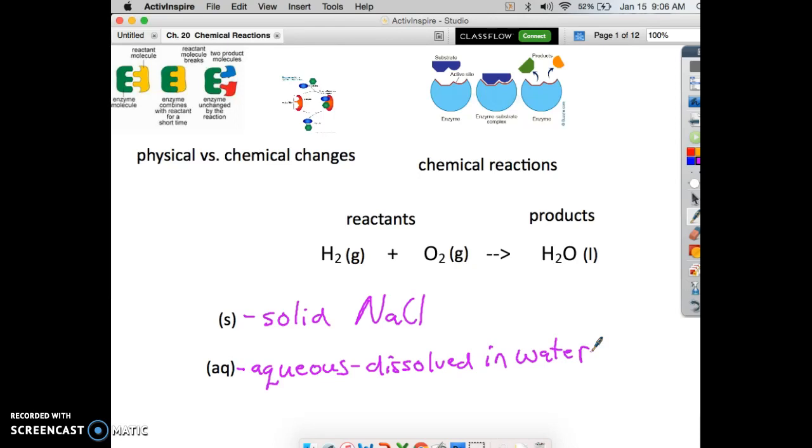That's not the same as L, because L would mean that if you actually heated up salt enough that it melted, which can be done but only at very, very high temperatures, then you would put an L. But very rarely is that going to be the case. Most of the time you will see the aq a lot because many chemicals are dissolved in water to help make them react.